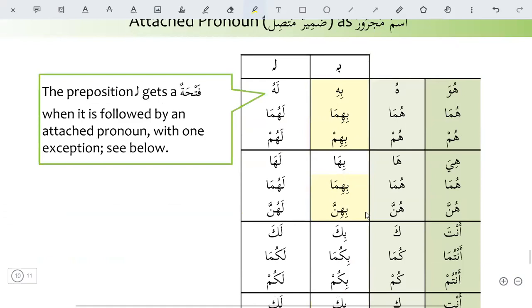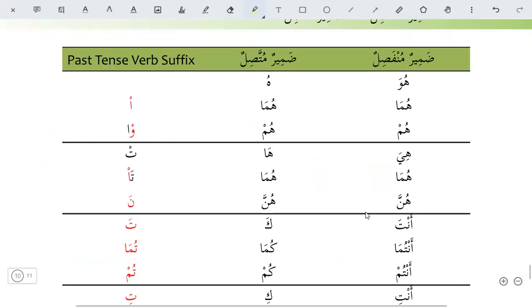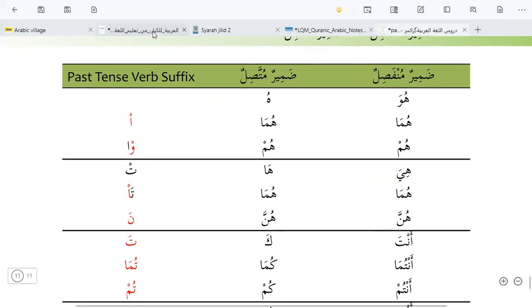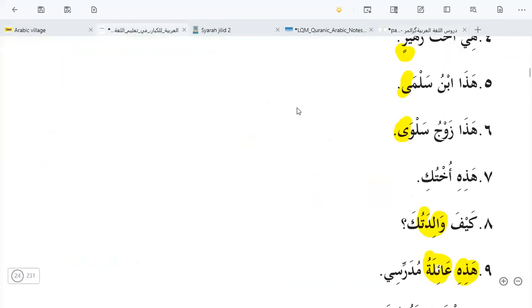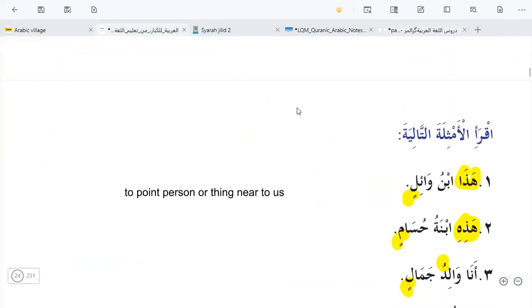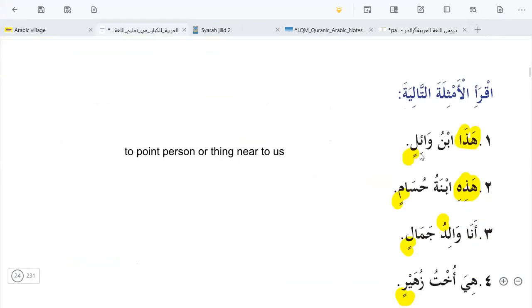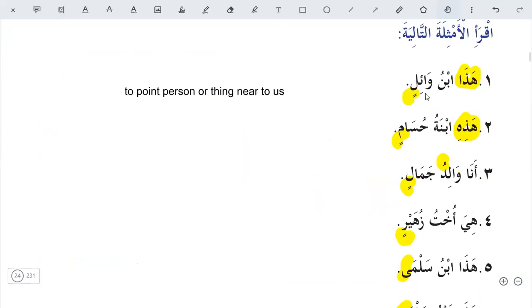Okay, so now we go to our lesson here. We start from here. Hadha ibnu Wa'ilin. This is son of Wa'il. Here ibnu is mudaf, and Wa'ilin is mudaf ilayh. This is son of Wa'il.